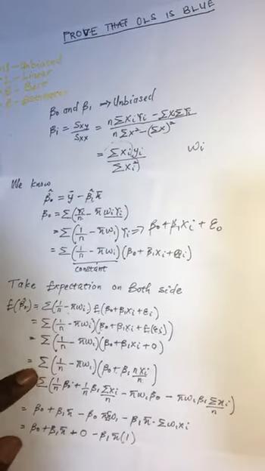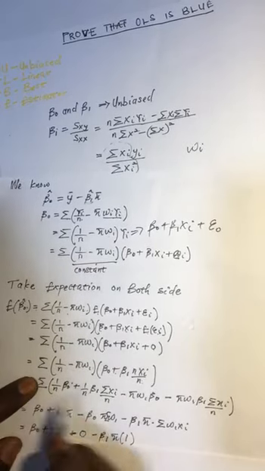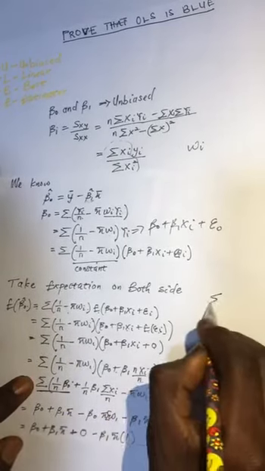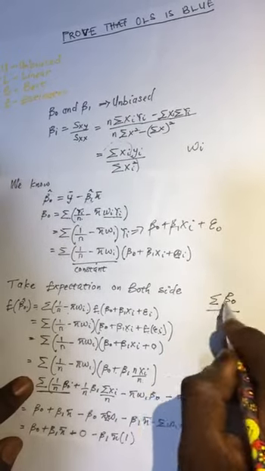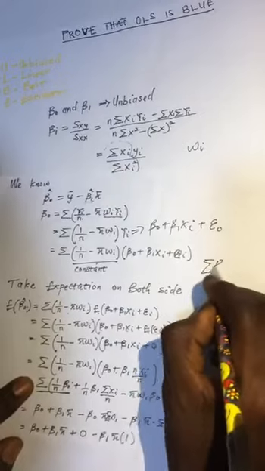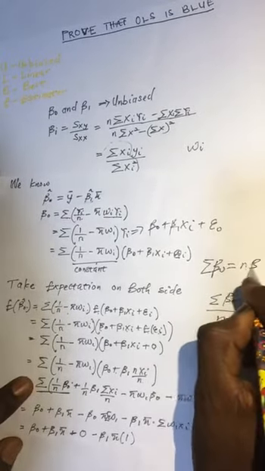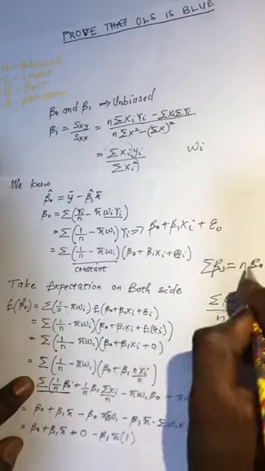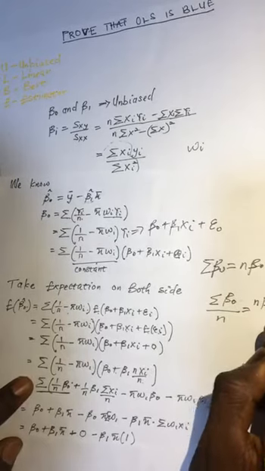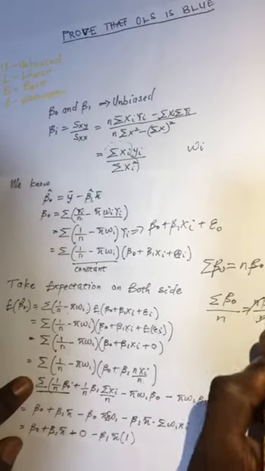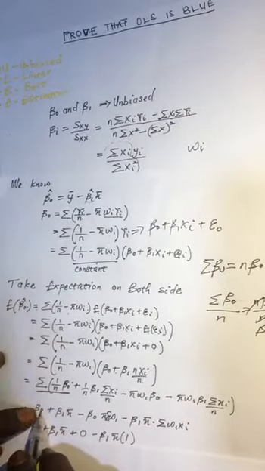Are you getting it? Because of the summation sign here. Are you getting it? So this simply means summation of beta 0 all over n. And we know that summation of beta naught is simply n multiplied by beta 0. Are you getting it? So from here, this will give us n multiplied by beta 0 all over n, which will cancel out to become beta 0.